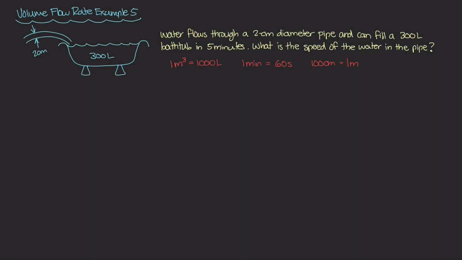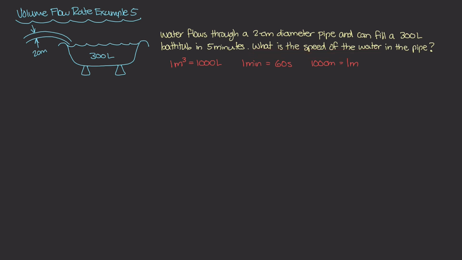Okay, welcome to our final example on volume flow rate. In this example, we have this bathtub, and please excuse me for this poorly drawn bathtub, but this bathtub can hold up to 300 liters of water. And the water is flowing through this 2 centimeter diameter pipe, and it states that the pipe can fill up the bathtub the full 300 liters in 5 minutes. And the question is asking, what is the speed of the water in the pipe?